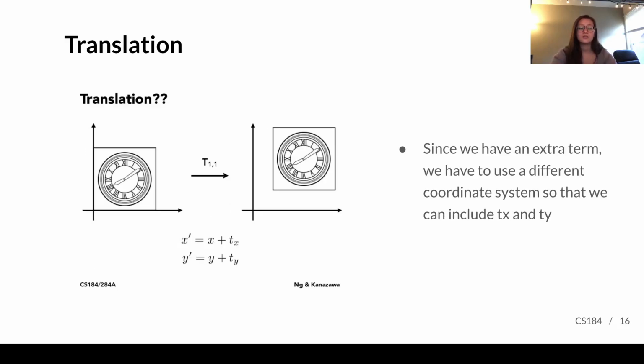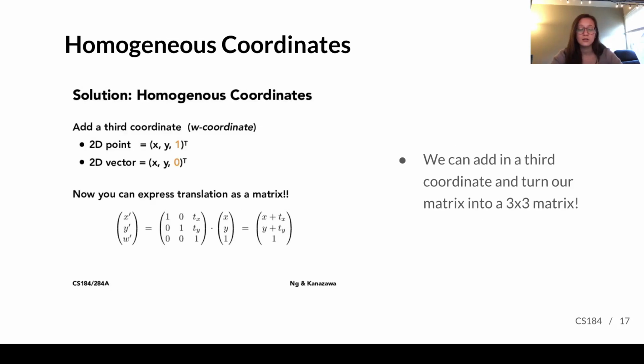Okay, and then on to translation. This one gets a little tricky if we are trying to display it as we have the past couple of transformations, since we can't actually express this in a 2x2 matrix. So we need to switch to the homogeneous coordinates.